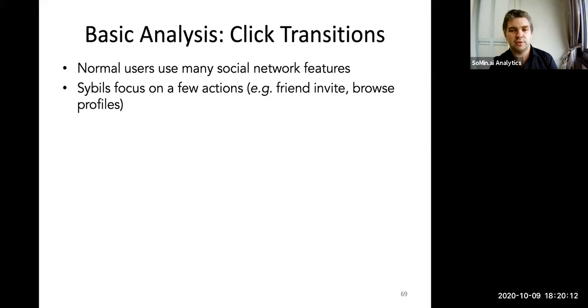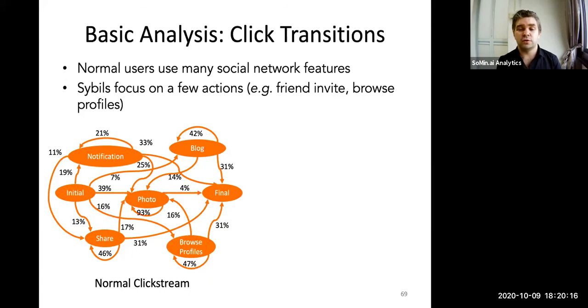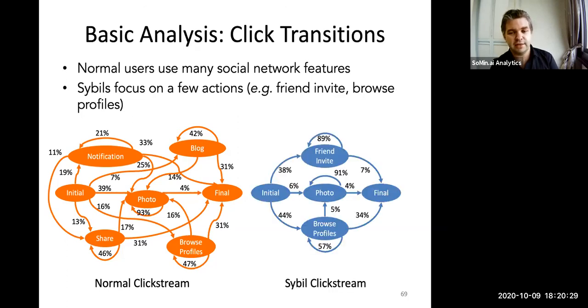Users have many social network features, but Sybils usually focus on a few actions, like friend invites and browsing profiles. So if you look at the normal clickstream, it will be on the left side. If you look at the Sybil clickstream, it is on the right side. You can see on the left the probability of transition from one action to another, like a finite state machine, is very random.